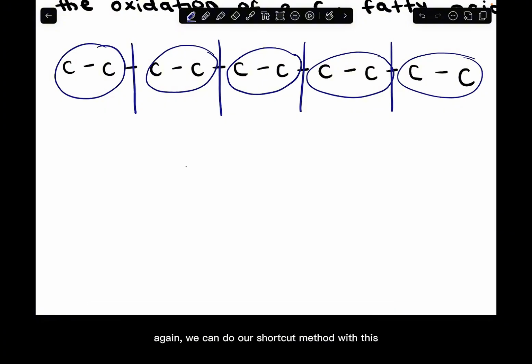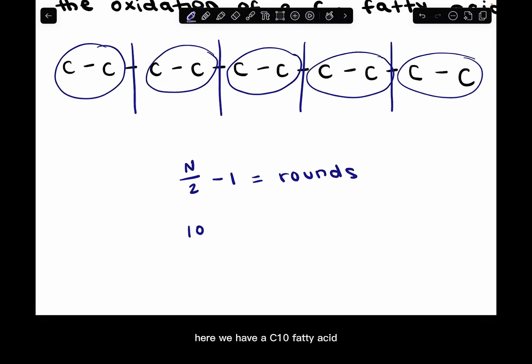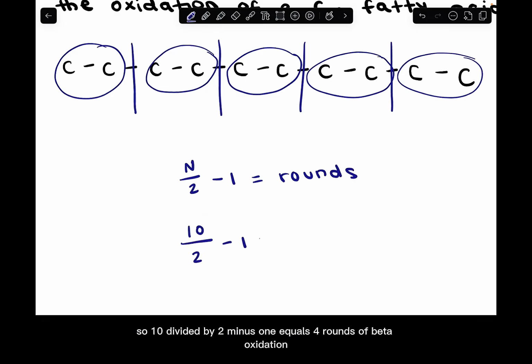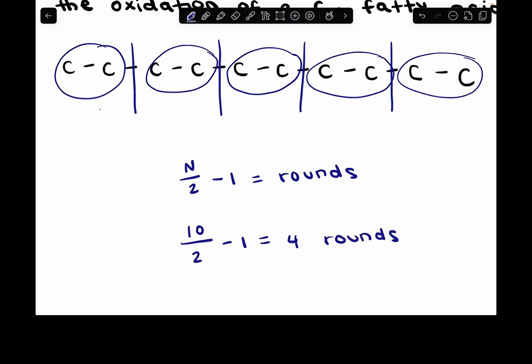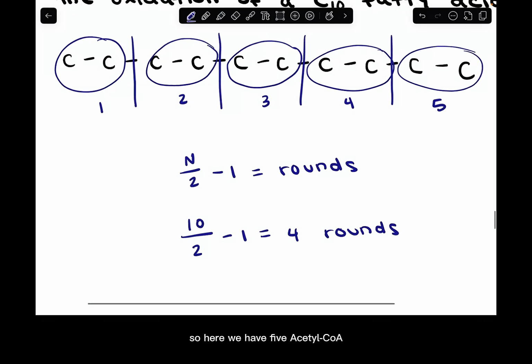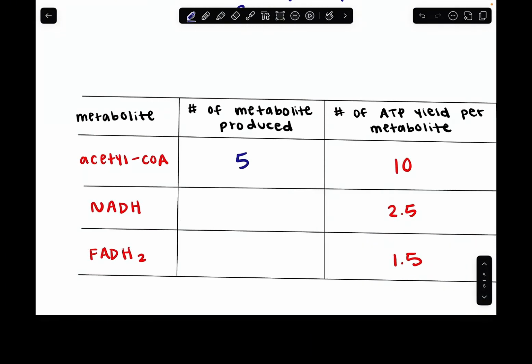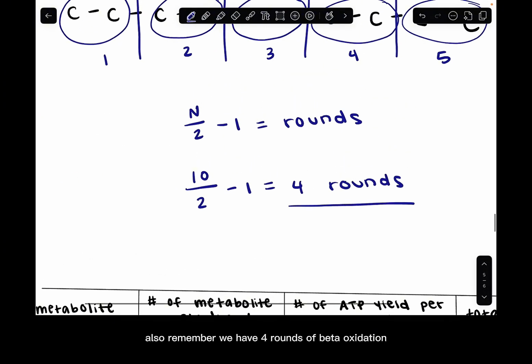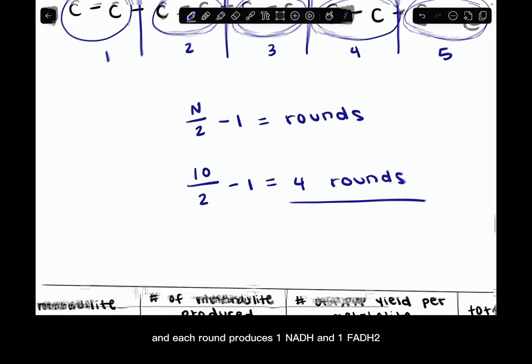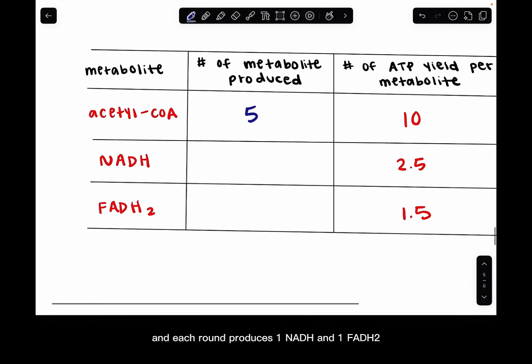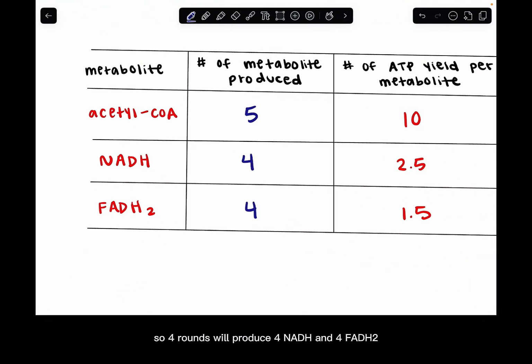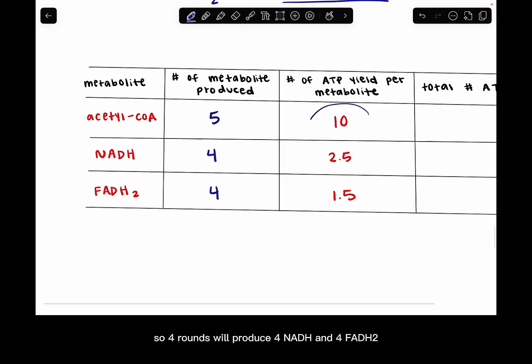Again, we can do our shortcut method with this. So N divided by 2 minus 1 equals the number of rounds. Here we have a C10 fatty acid, so 10 divided by 2 minus 1 equals 4 rounds of beta oxidation. Recall that we will always have one more acetyl-CoA than the number of rounds. So here we have 5 acetyl-CoA. Also remember, we have 4 rounds of beta oxidation, and each round produces 1 NADH and 1 FADH2. So 4 rounds will produce 4 NADH and 4 FADH2.